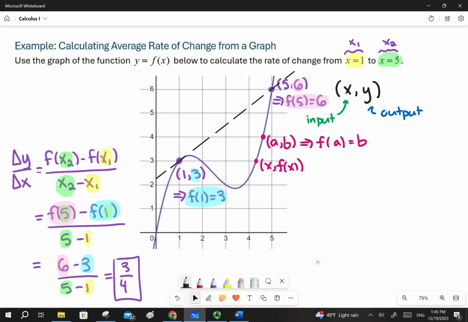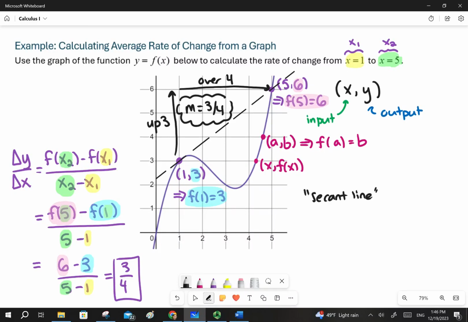Again, notice that this is the same as the slope of the line through those 2 points on the graph. Later, we'll refer to such a line as a secant line. And no, it's not the same as the trig function secant, even though we'll also be talking about tangent lines, which also aren't the same as the trig function tangent.